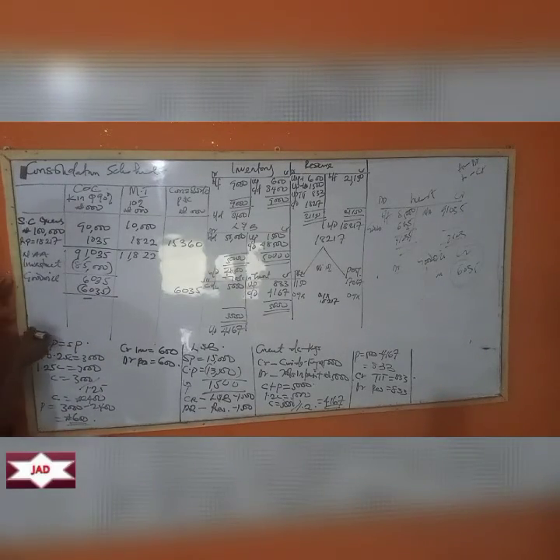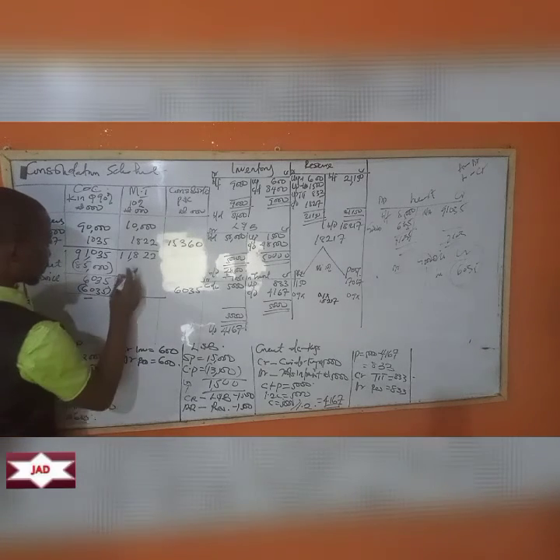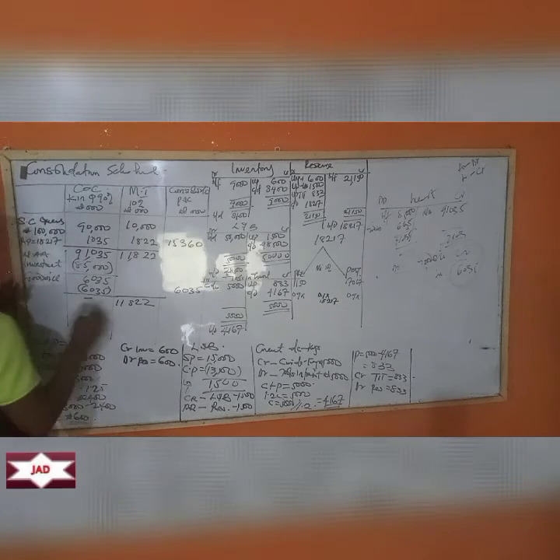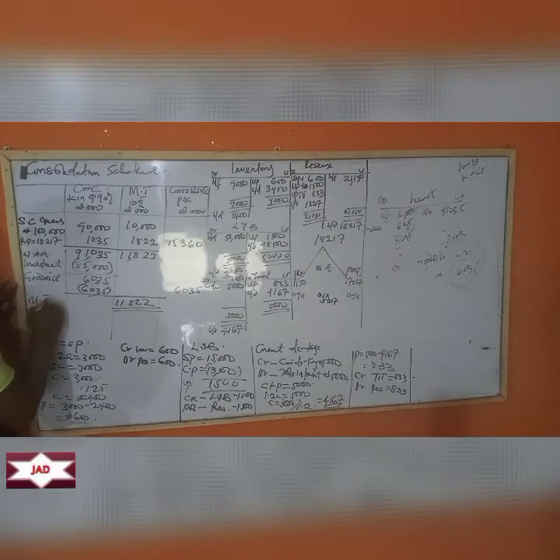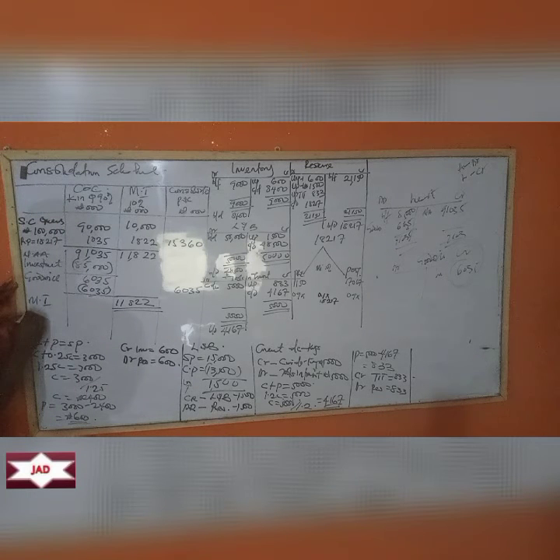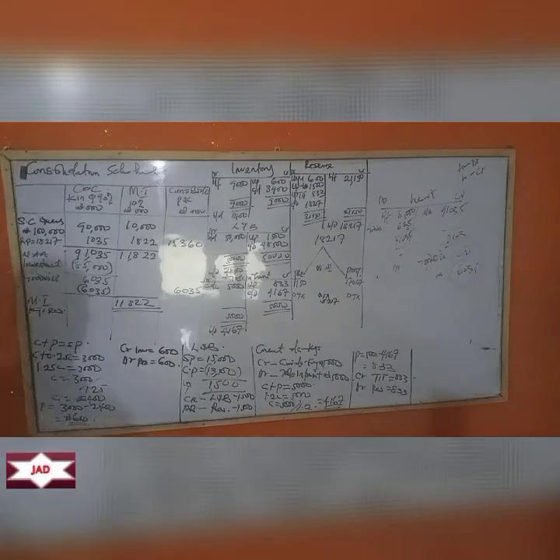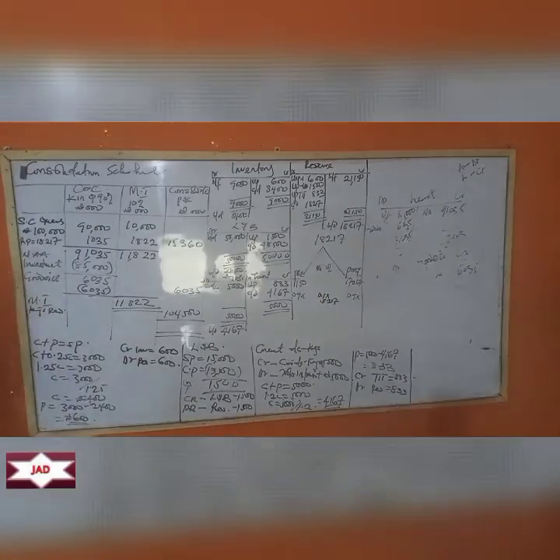Okay. So what's the next thing you have here now? You have 11822. This is your minority interest. So now let's bring King's reserve from the question. What is King's reserve? King's reserve is 104,500. So when you add up, you have 15,360.